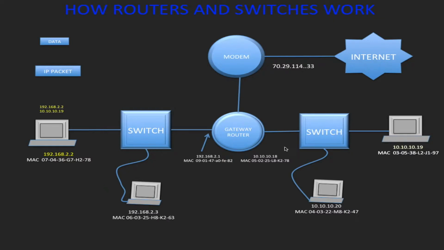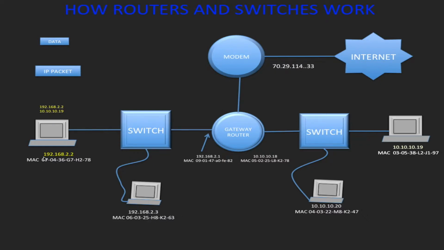Here we have two networks, both separated by a router. This computer here has a private IP address 192.168.2.2 and it's connected to a switch. This switch is connected to a gateway router and it also has another computer connected to it. So let's talk about how this area of the network will perform first of all.